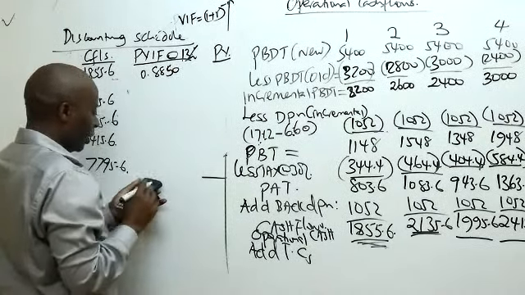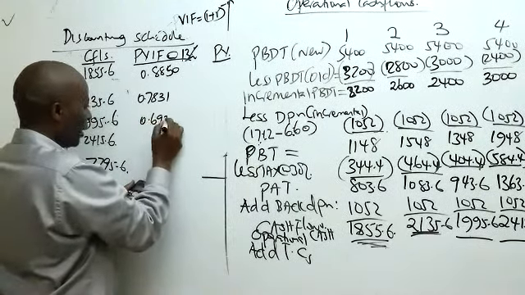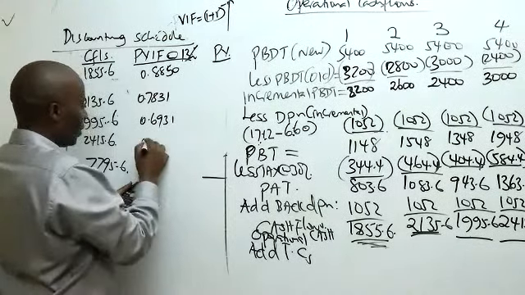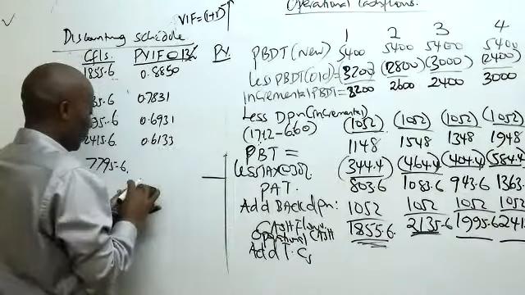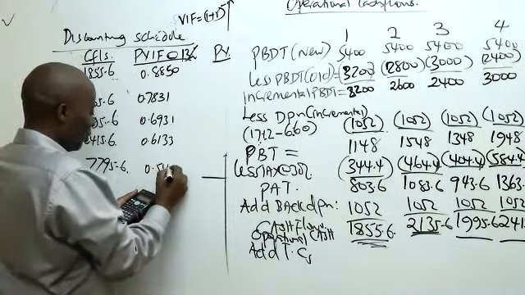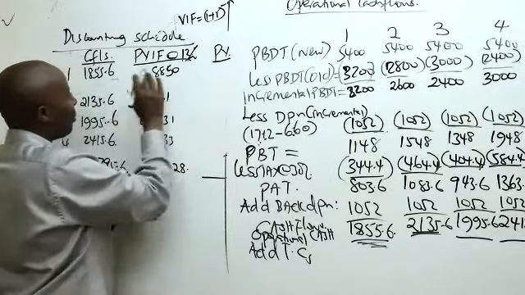0.7831. Raised to power 3, which gives us 0.6931. Raised to power 4, which gives us 0.6133. Raised to power 5, which gives us 0.5428. So now come and multiply this very fast.